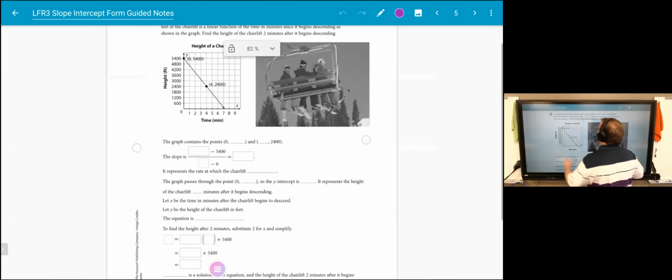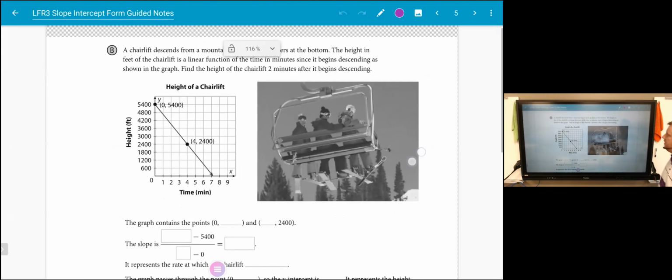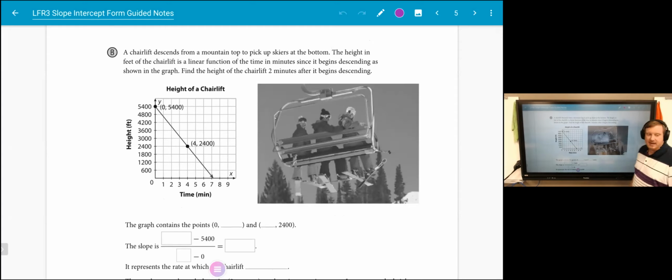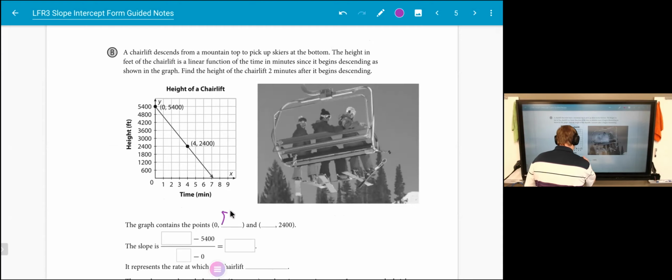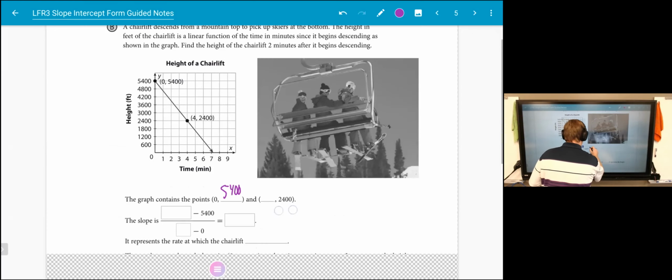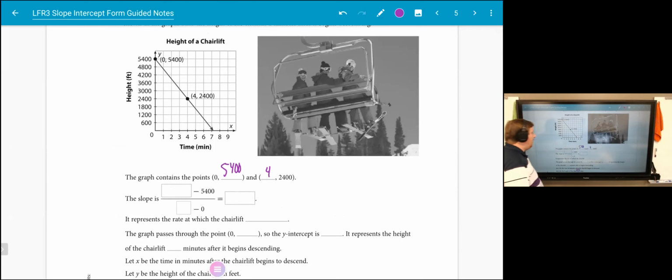A chairlift descends from a mountain top to pick up skiers at the bottom. The height in feet of the chairlift is a linear function of the time in minutes since it begins descending, as shown in the graph. Find the height of the chairlift 2 minutes after it begins descending. Well, we've got 2 points on here. We've got (0, 5,400), and we also have the point (4, 2,400).